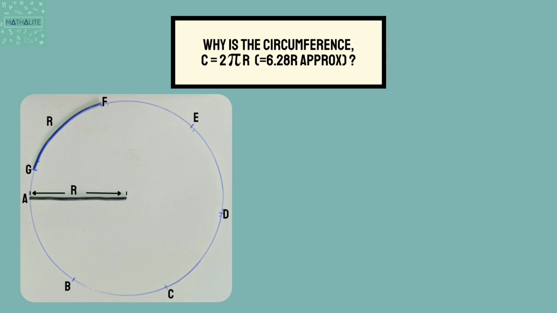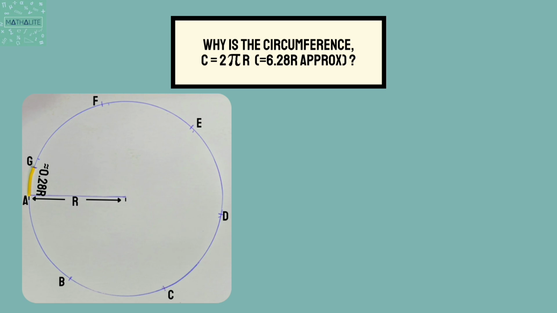Now if you see, there is a small portion of the length of the circle remaining, which is GA. The length of this part is roughly 0.28 times r, which is shown by the yellow wire.